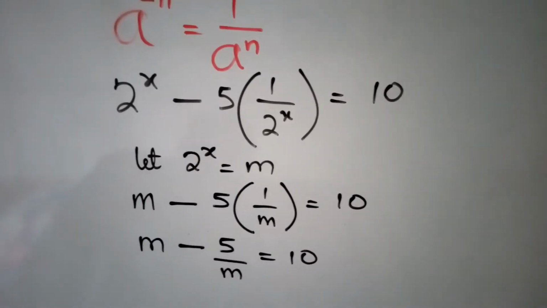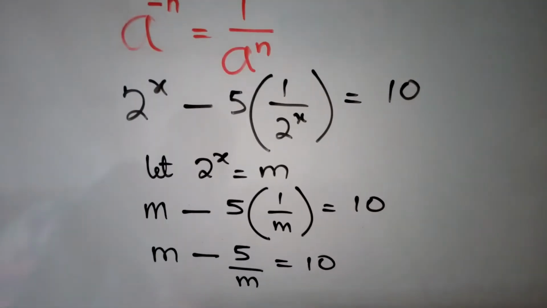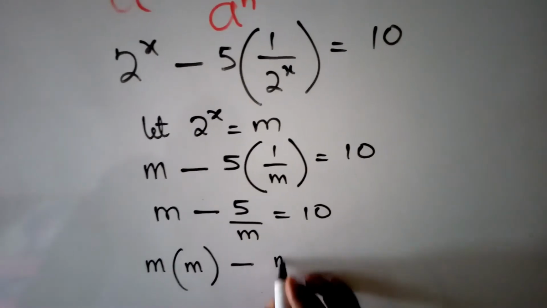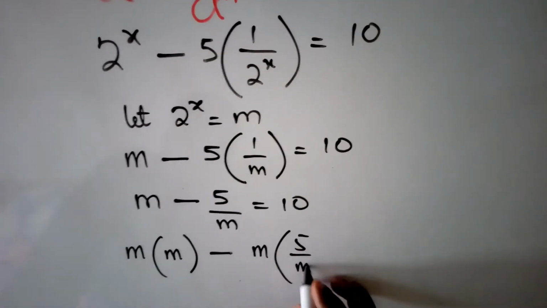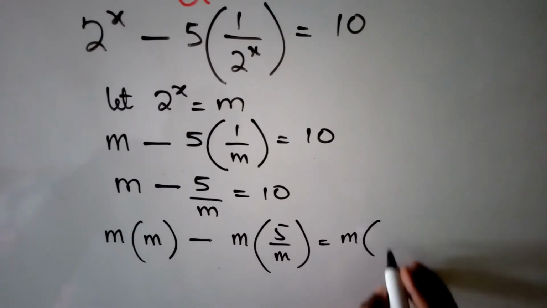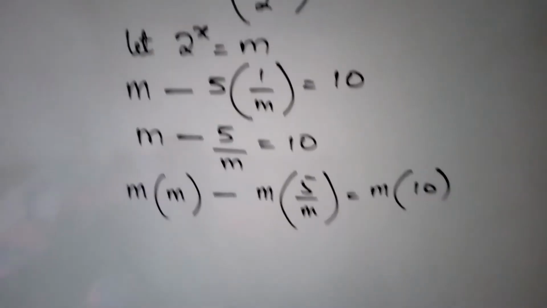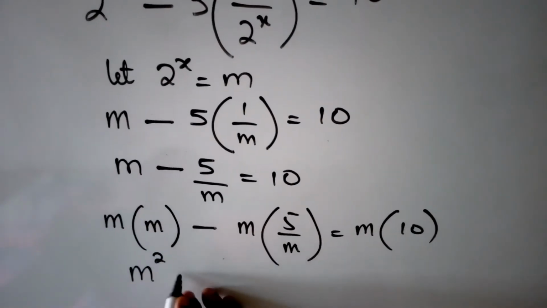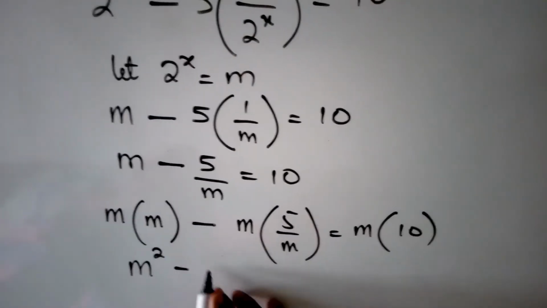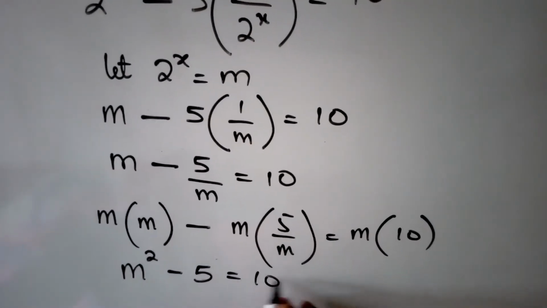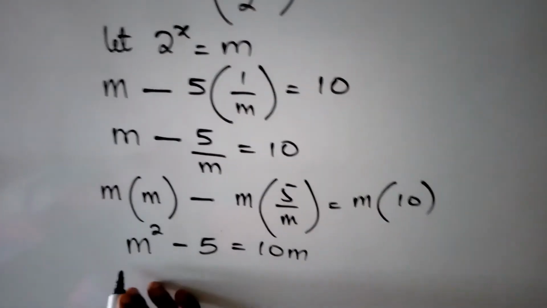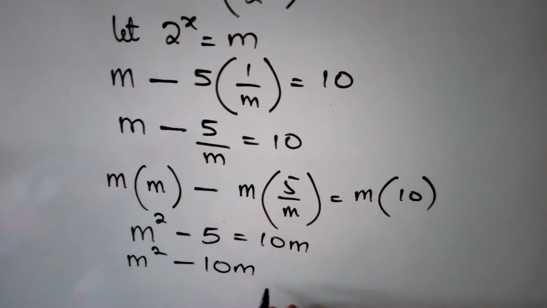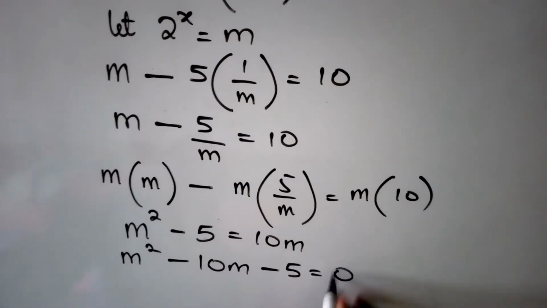Now we can multiply through by m. Multiplying through by m, we have m times m minus m times 5 over m equals m times 10. Finally, we have m squared minus 5 equals 10m, and rearranging all, we have m squared minus 10m minus 5 equals 0.